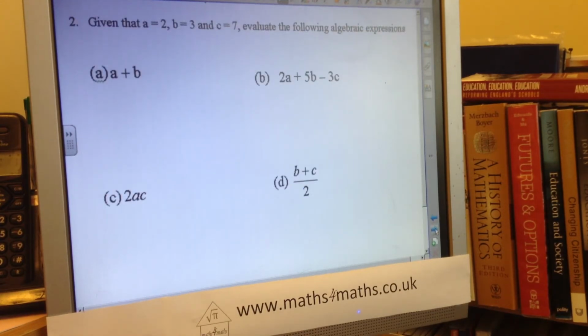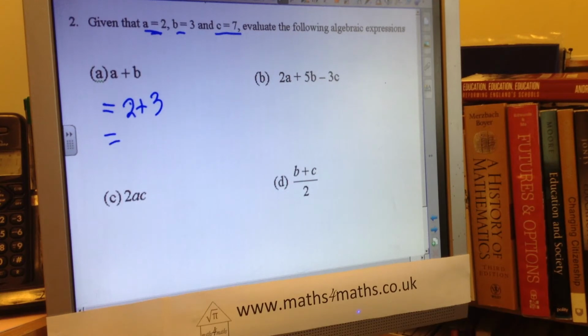Given that a is 2, b is 3, and c is 7, evaluate the following expressions. c is 7, b is 3. So a add b will therefore be a is 2, we're going to get 2 add, and b is 3. We add 3 to give us 5.